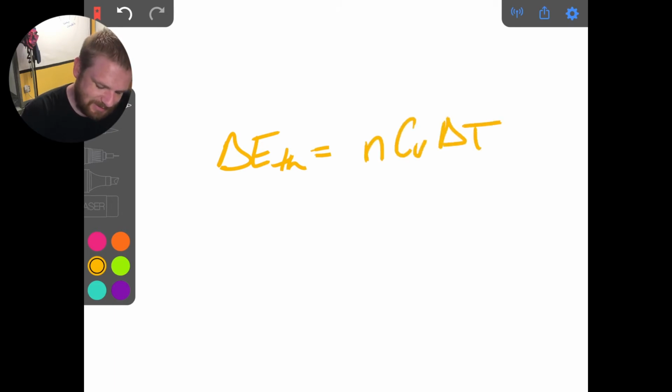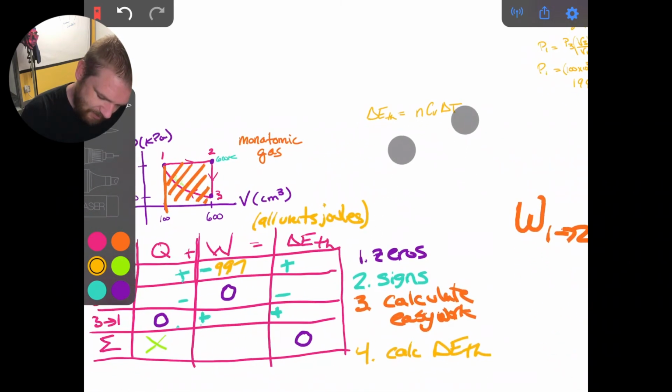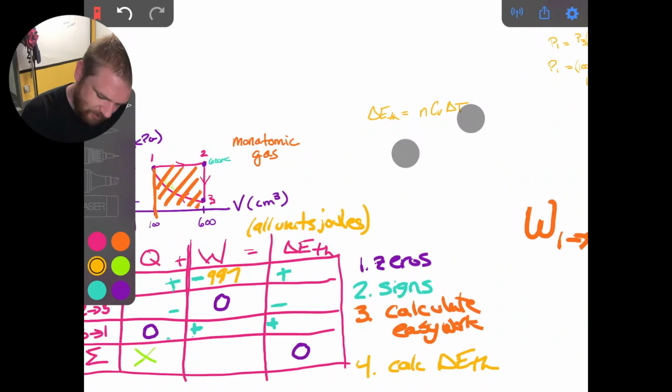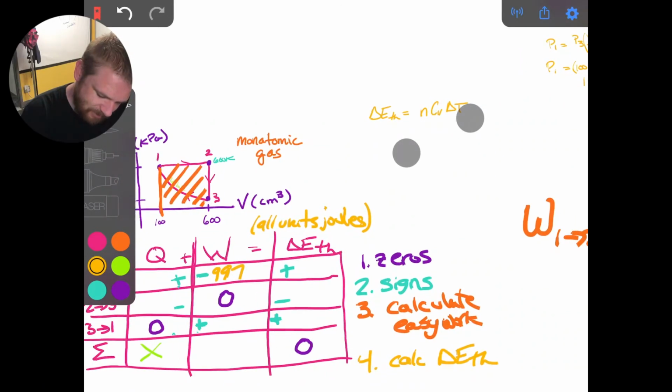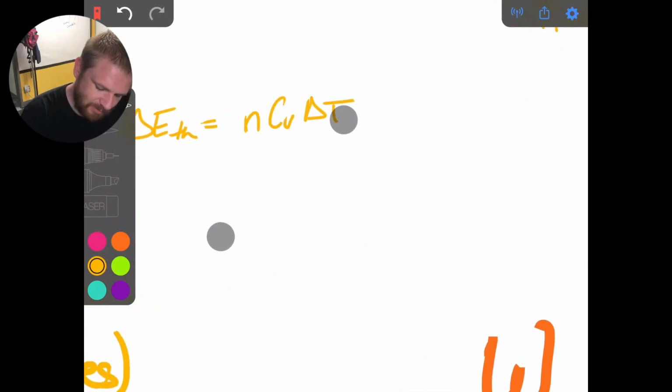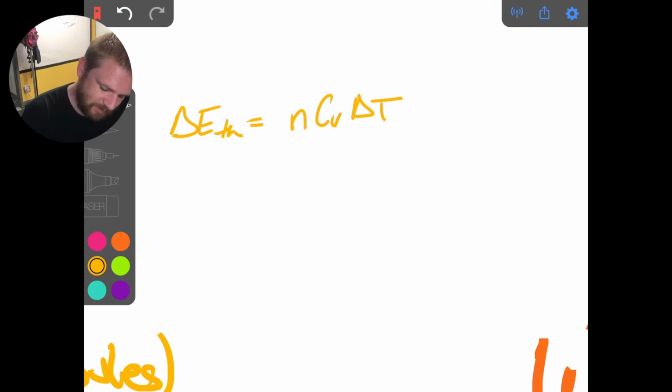Regardless of the process, this is always true. The thermal energy only depends on the states, not on the process that you take to get there. And so we have the temperature at point 2. We do need to calculate the temperature at point 3 in order to solve this equation. So let's do that first.